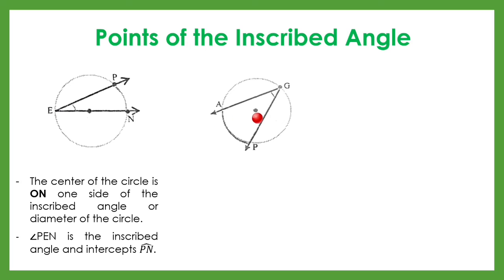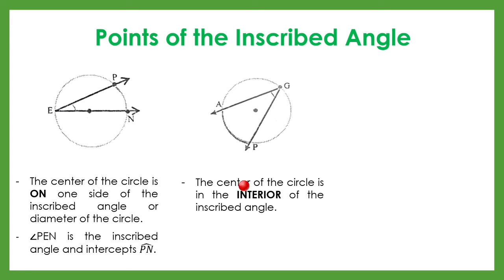Another, so ito naman yung ating center, saan siya matatagpuan? The center of the circle is in the interior of the inscribed angle. So ito yung ating inscribed angle, yung center nandun siya sa interior ng ating inscribed angle. Alin ang ating inscribed angle? Inscribed angle is angle AGP. And intercepts AP, arc AP. So, ang intercepted arc ay arc AP.